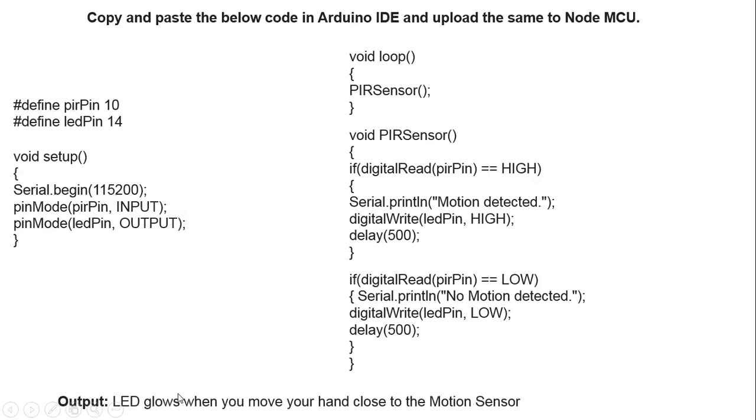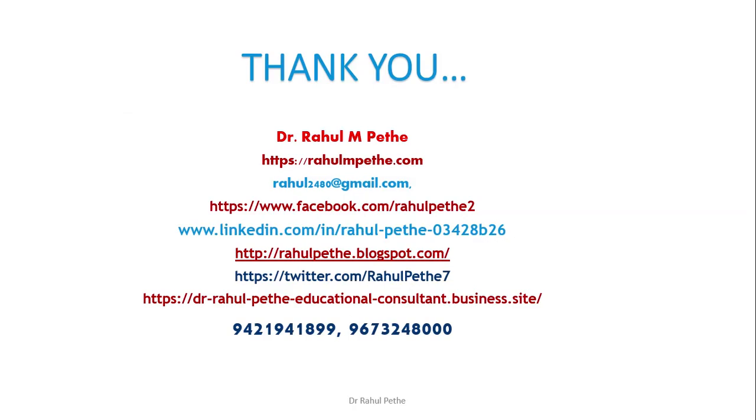In that program, the LED will turn on when you move your hand close to the motion sensor, meaning the PIR sensor. If there is any motion in front of that PIR sensor, then the LED will get on, otherwise it will be off. So this is the simplified circuit. We can connect that circuit to any open source API, where we can observe the output on a cloud, whether motion is detected in front of the PIR sensor or not. That can be available on a cloud.